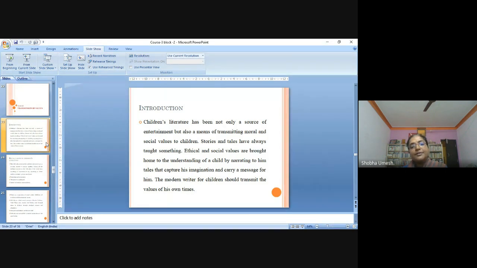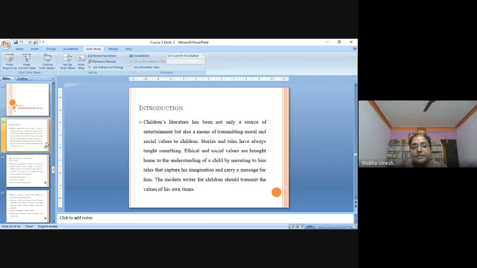Children's literature has been not only a source of entertainment. See, when we write for children, we are not only entertaining them, but we are transmitting certain values, culture, and tradition. Always we have to impart to our children the culture, the values and ethics of a society. Even the customs play a very important role. So in that way, we are transmitting certain morals and social values to the children.